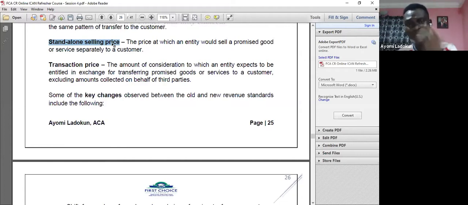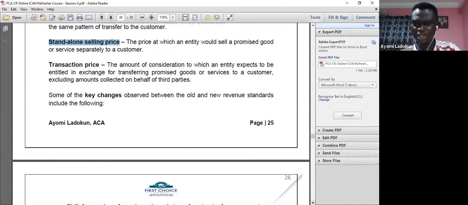The price at which an entity will sell a promised good or service separately to a customer. Is that okay? So that's what we call standalone selling price. But if you are selling them together, most likely the price will reduce. All right. So we are still coming back to that by the time we are taking a look at the breakdown, the 5-step model. Right. Then we also have transaction price. Just like the example I gave, how much is the contract? How much is the transaction? It's 1 million. Okay, we negotiated and all of that. Then that is the amount of consideration.